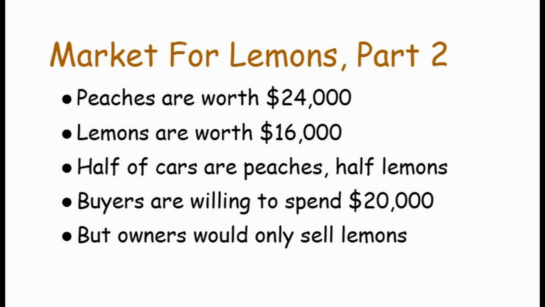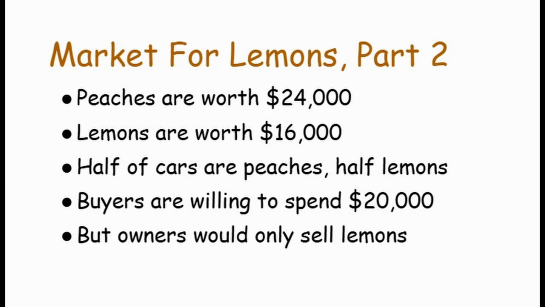So think about the car market from the perspective of a buyer. If you're a buyer, you don't know if the car you're about to buy is a peach or a lemon. That's hidden information that you do not have. So, if half the cars are peaches and half the cars are lemons, you would be willing to pay $20,000 for a used car. If it's a peach, you come out a little bit ahead. If it's a lemon, you come out a little bit behind, but it is a fair bet.